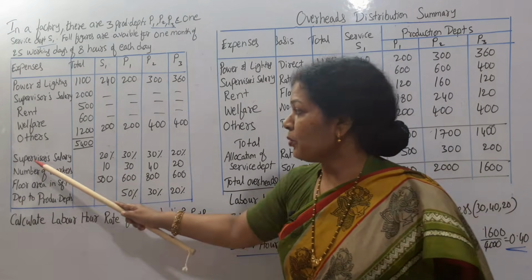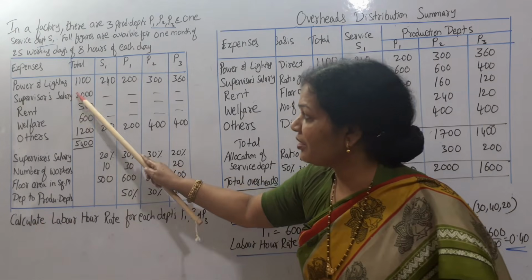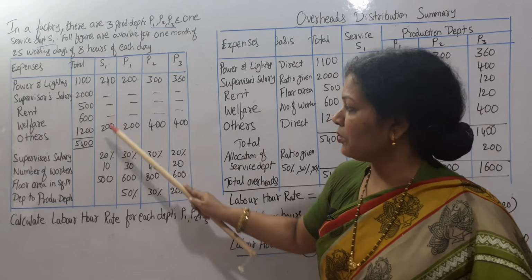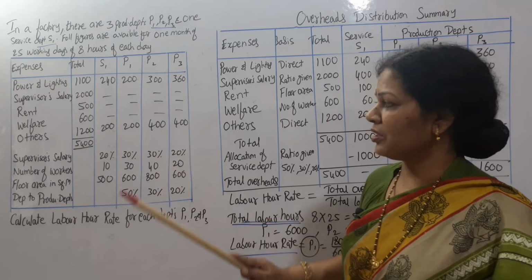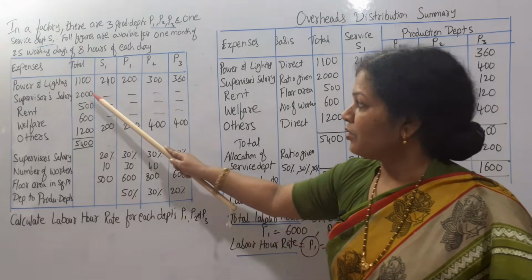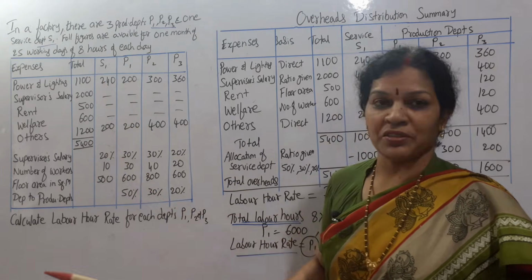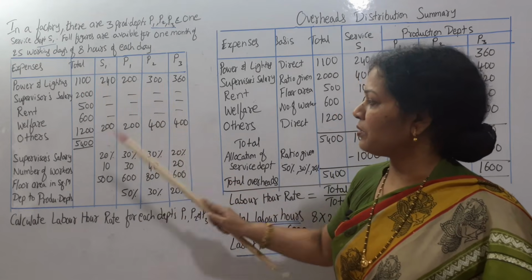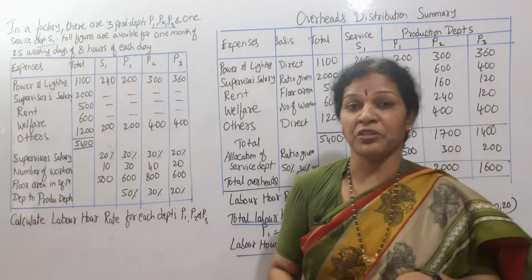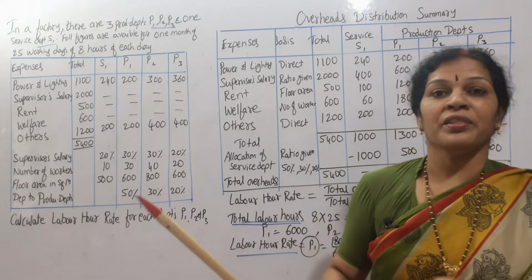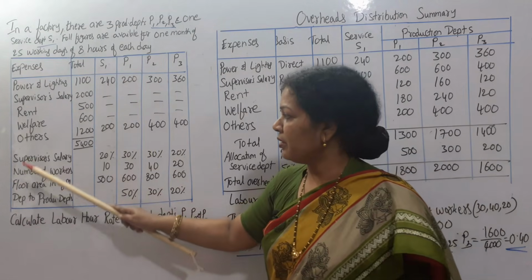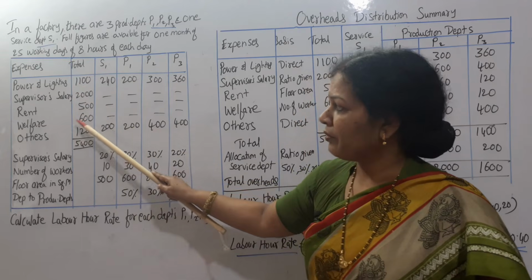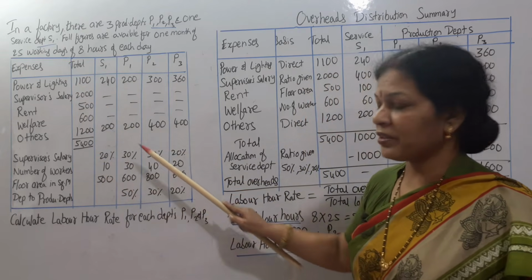Supervisor salary is 2000, and we are going to apportion it in the ratio 20:30:30:20, which means 100. So 2000 into 20% you will get here. In the same way 2000 into 30%, 2000 into 30%, 2000 into 20%. Like this we are going to apportion the supervisor salary to all the departments. Next one, number of workers: welfare we are going to take as per this ratio.